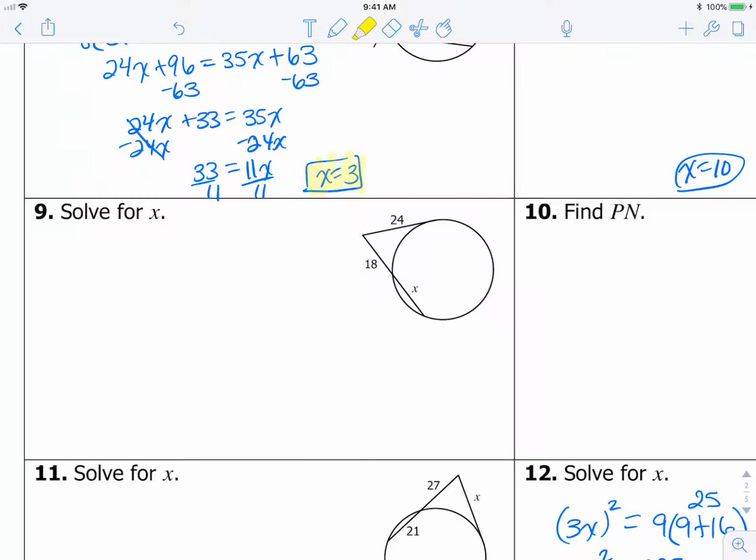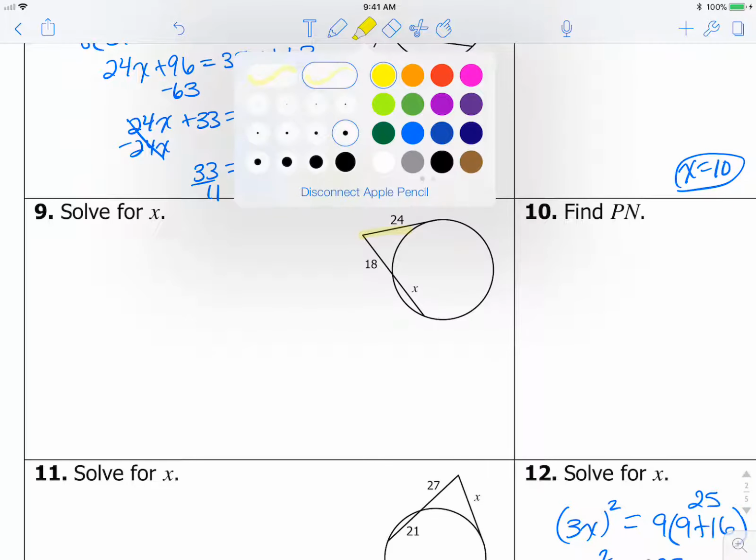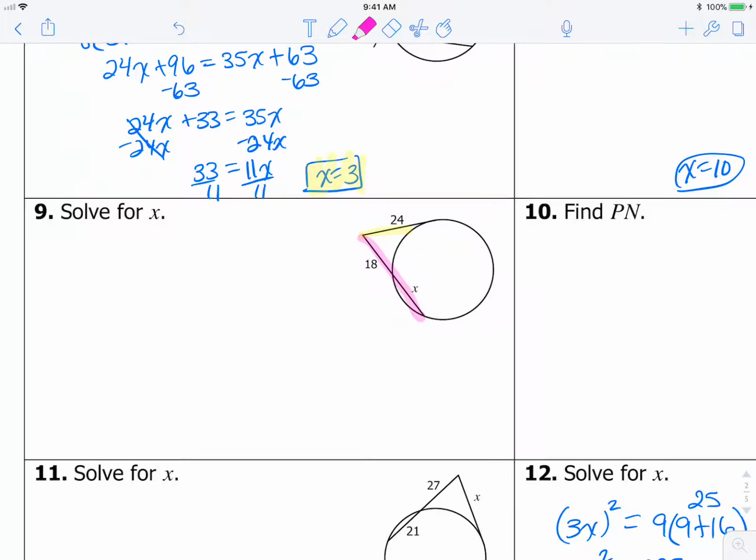Last one we're going to do here together is number 9. Okay, notice it is a tangent and a secant. Tangent and a secant. So the outside is squared, so this is 24 squared. The tangent is squared, so it's 24 squared, and the secant rule is still the same. So it's 18 times 18 plus x.